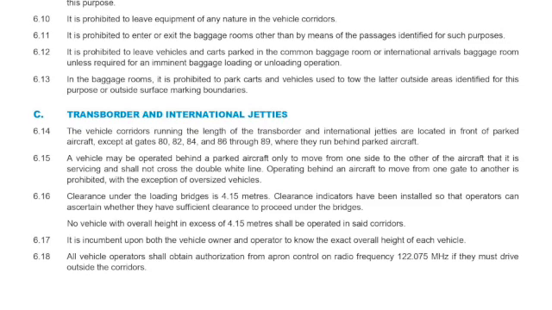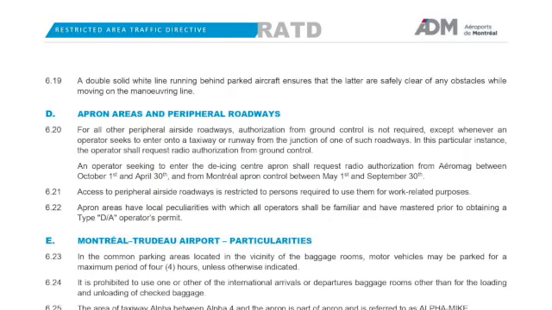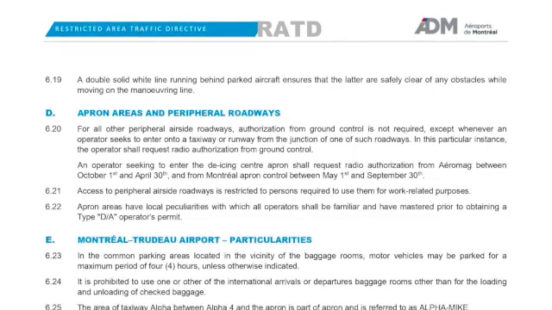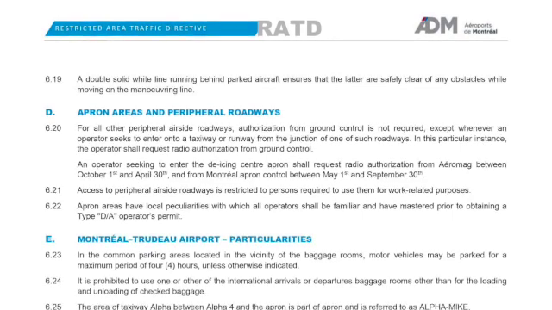6.18. All vehicle operators shall obtain authorization from apron control on radio frequency 122.075 MHz if they must drive outside the corridors. 6.19. A double solid white line running behind parked aircraft ensures that the latter are safely clear of any obstacles while moving on the maneuvering line.